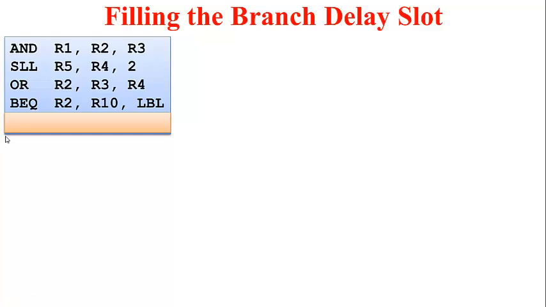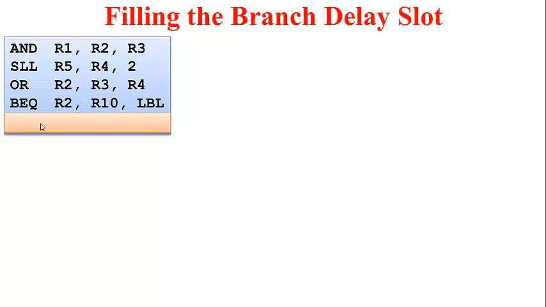In this example, the OR instruction cannot go in the branch delay slot because the OR instruction is what is producing the value of R2, which is used in the branch comparison itself. The AND instruction cannot go in the branch delay slot because it would then use a value of R2 which is produced by the OR instruction, and that is not what the programmer intended. So the only candidate that is possible is the SLL instruction can potentially go in the branch delay slot.